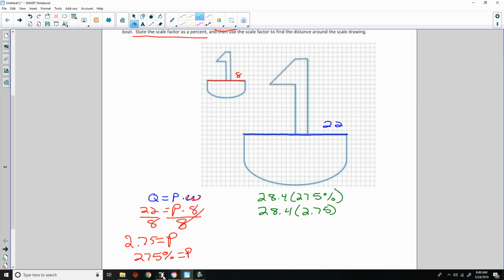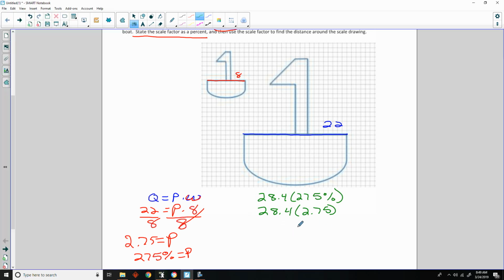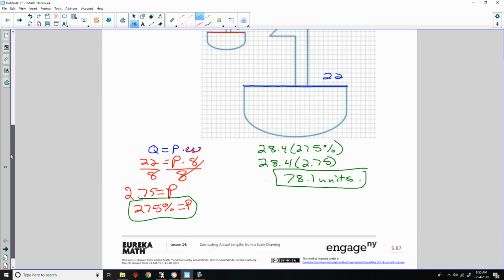So if I go back to my Wabbit and I multiply this 2.75 times 28.4, I get 78.1. So the distance around the larger boat is 78.1 units. Okay, so these are the two values that they asked us to find, and that is example 1.